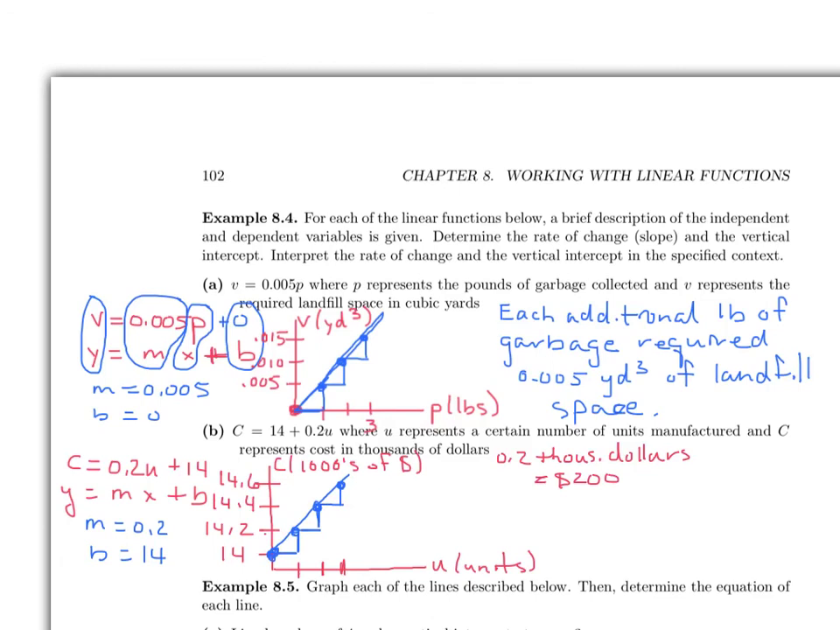Let's write this up. So the cost to produce each unit is $200.